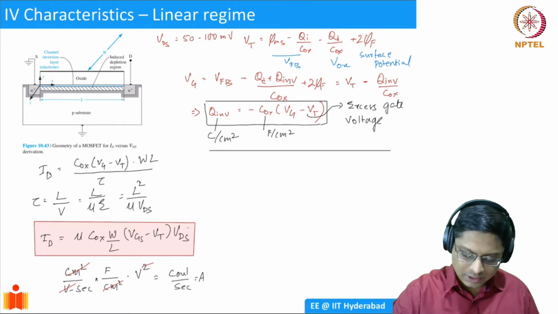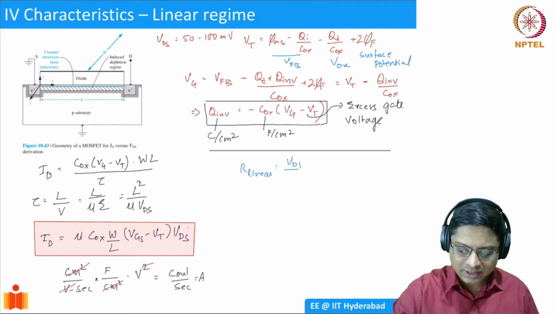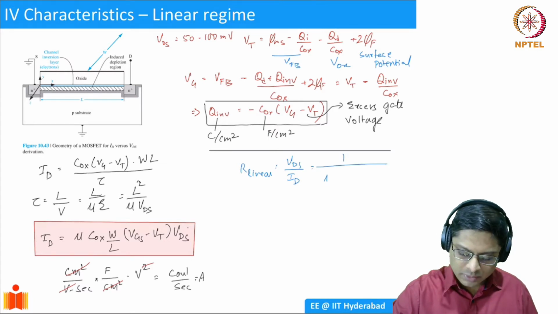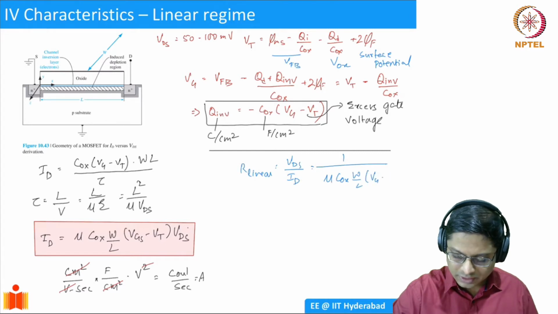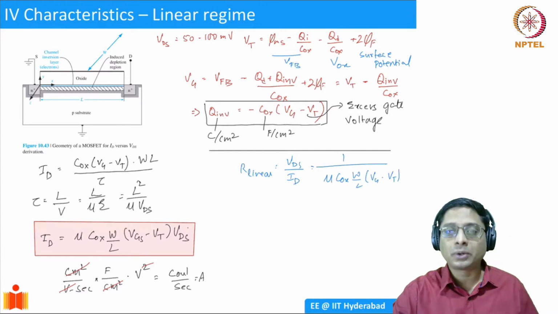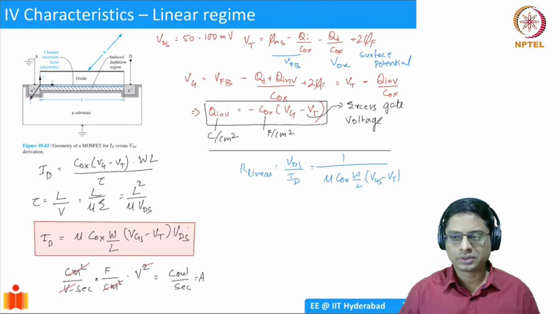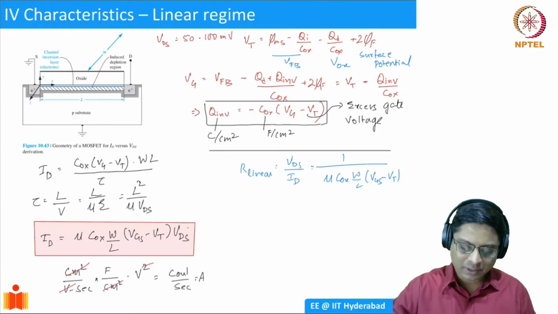So R linear, I'll say simply VDS by ID, which will turn out to be 1 over mu Cox W by L Vg minus Vt. If you want to be explicit about it, you can write VGS, simply to say that Vg is with respect to the source. There's not much of a difference between Vg or Vgs; just explicitly we are mentioning that.